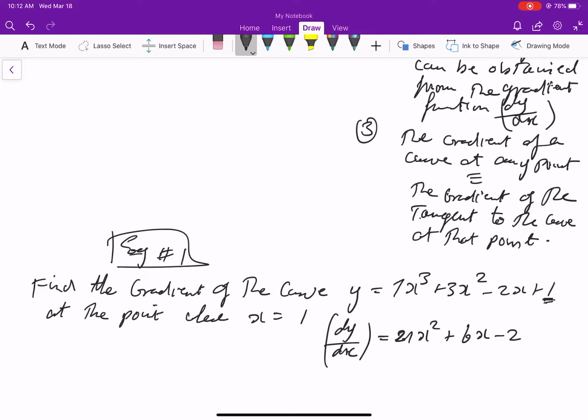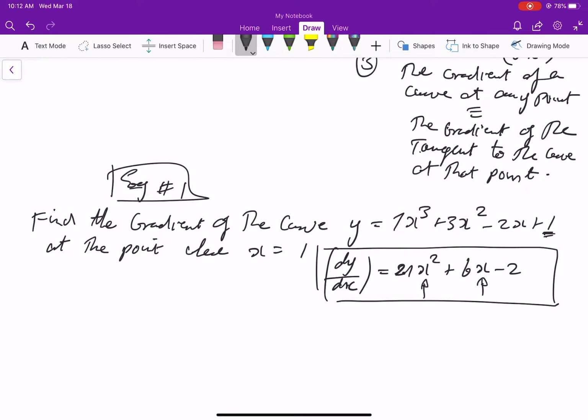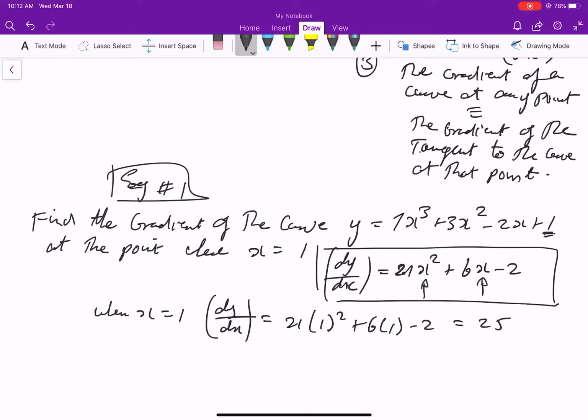All right, so this is the gradient function. Notice the gradient function depends upon the variable x. Everywhere inside that expression, you have the variable x. So if I want the gradient of the curve at the point where x is equal to 1, I simply substitute x equal to 1 into the gradient function. So when x is equal to 1, dy/dx is equal to 21 times 1 squared plus 6 times 1 minus 2. How's my arithmetic here? 21 and 6 is 27, minus 2, that's 25.